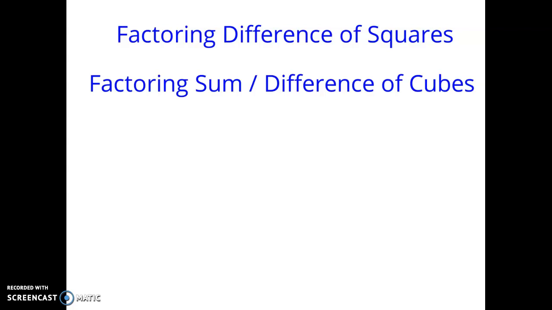Right, in this video, we are going to look at factoring the difference of squares, and we're going to look at factoring the sum and difference of cubes. Difference of squares we did in Algebra 2. Sum and difference of cubes, because of the way the year ended, we didn't have time to get to that, so that part is going to be new for this video. Normally, you would do that in Algebra 2.